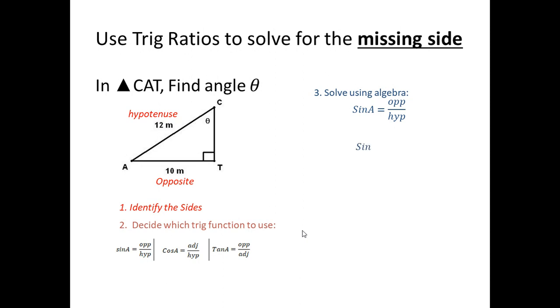We have sine theta is equal to 10 over 12. Next, I'm going to undo my sine, or take the inverse, so that I can isolate for theta. Theta is equal to inverse sine of 10 over 12. Throw that into the calculator, and we get theta is equal to 57 degrees.